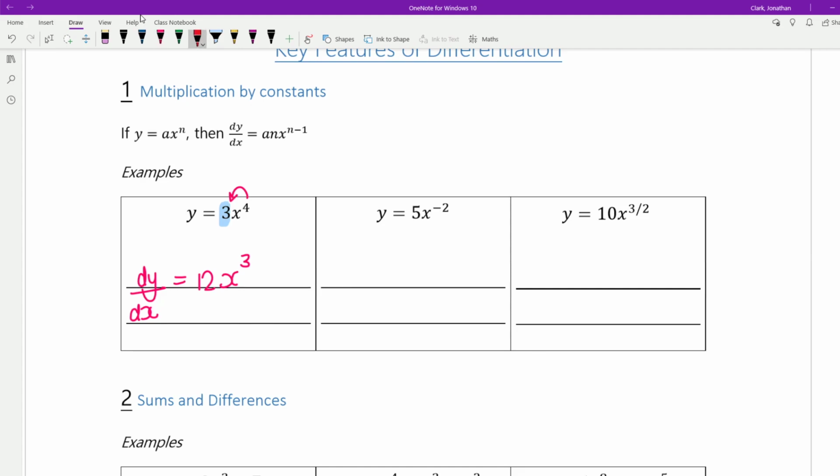Okay, let's have a look. So this one, bring the power of minus 2 down, multiply it by the 5. Minus 2 times 5 is minus 10. Take 1 off the power. Minus 2 take away 1 is minus 3. And that's our derivative.